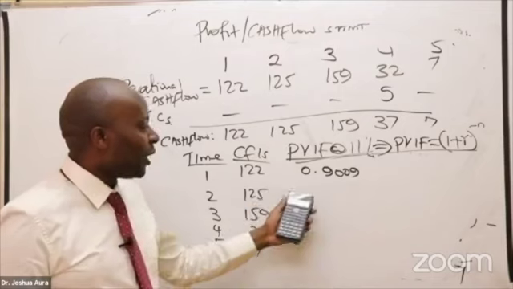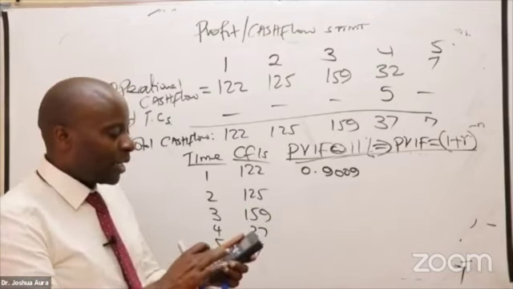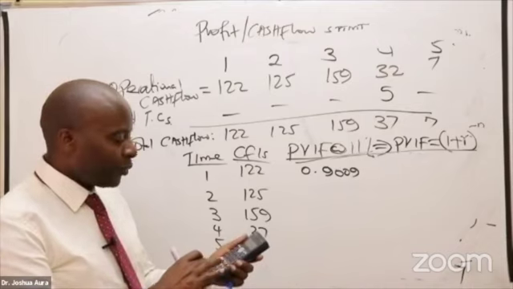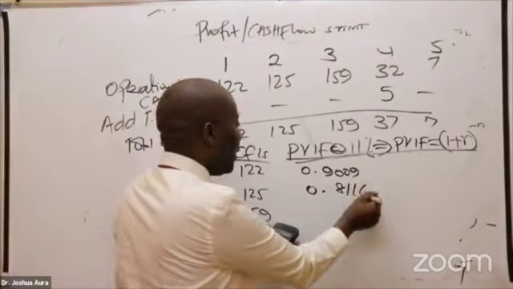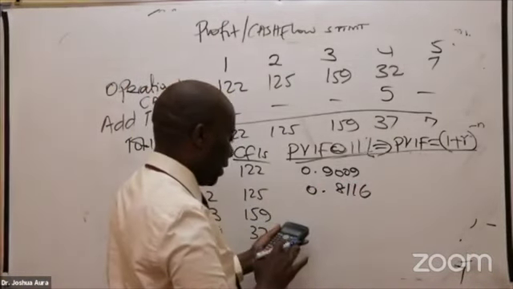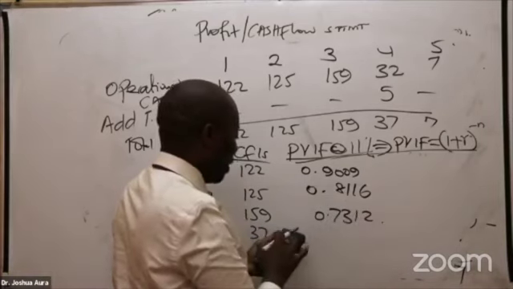So go to year number 2. We have 1.11 raised to negative 2, which will give me 0.8116. Raised to negative 3, this will give me 0.7312. Raised to negative 4.